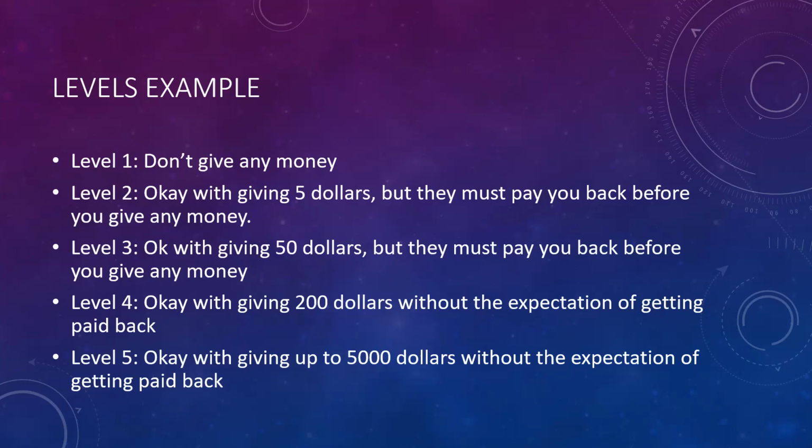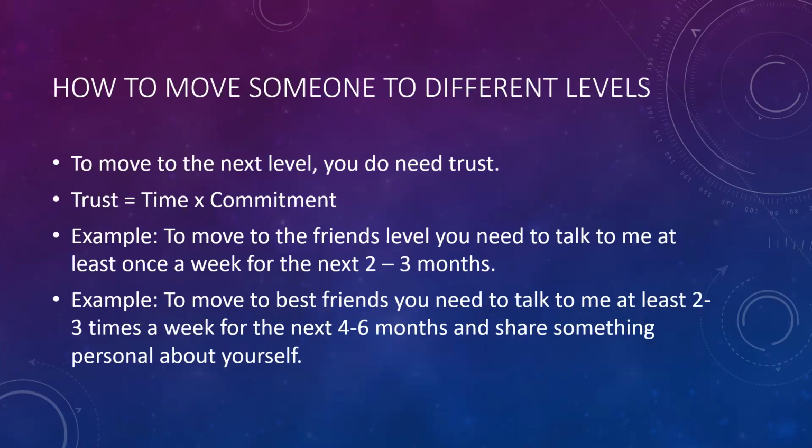You guys could put whatever you want in the different levels, but know that at level 1, you're super strict. You go down to level 5, you're super relaxed. And again, how do we move someone to different levels? Just like it says here, to move to the next level, you do need trust. And what is trust? Trust is time times commitment. If there's not one or the other, trust cannot be formed.